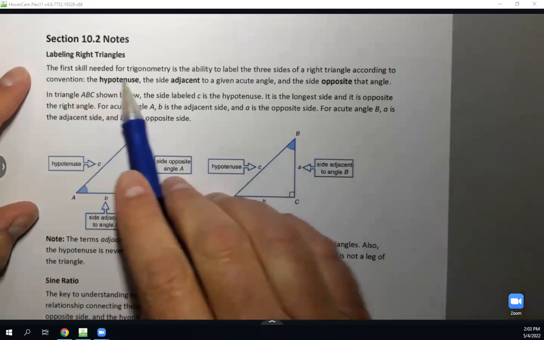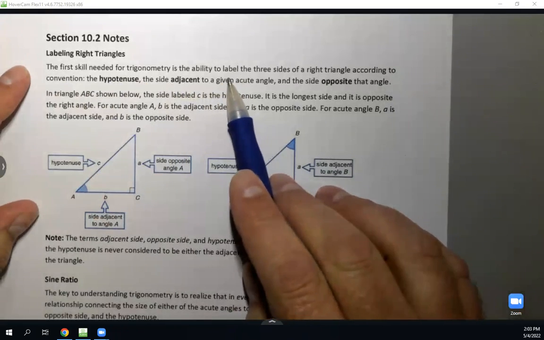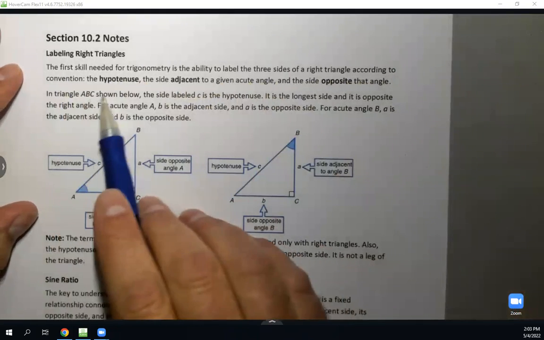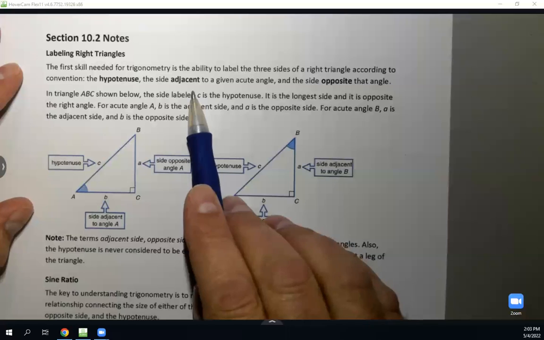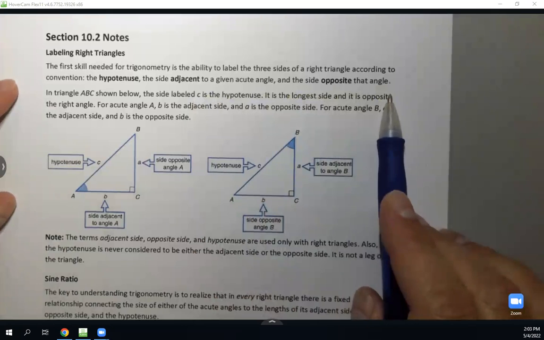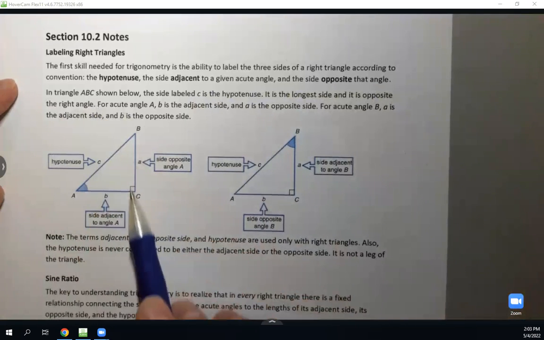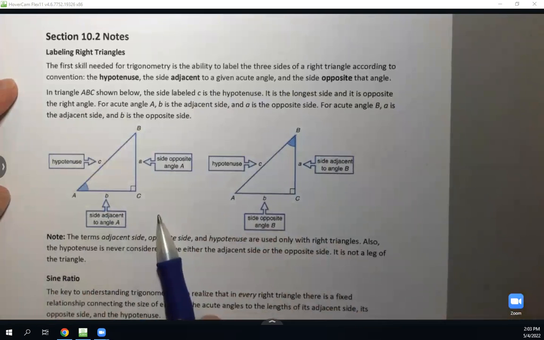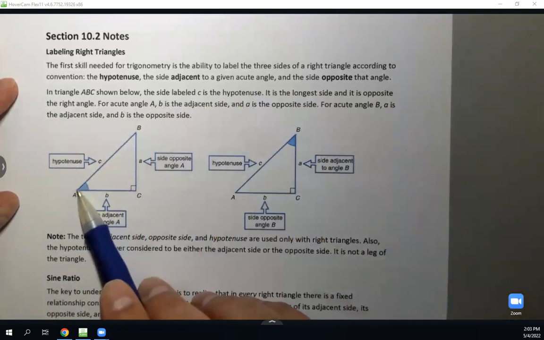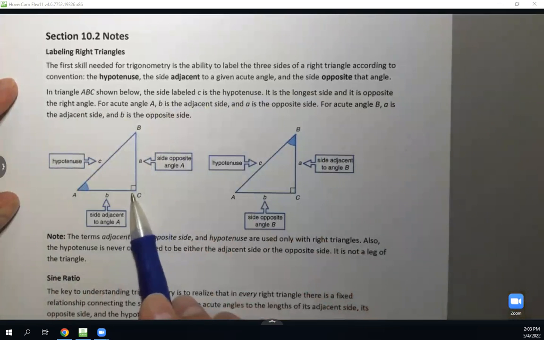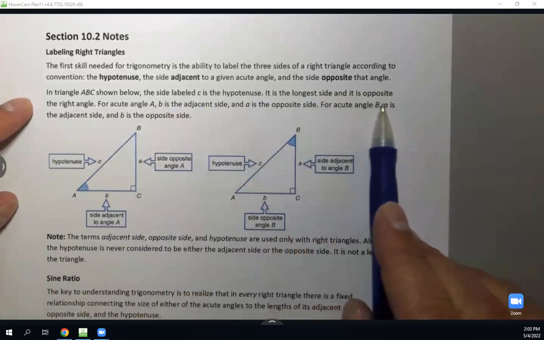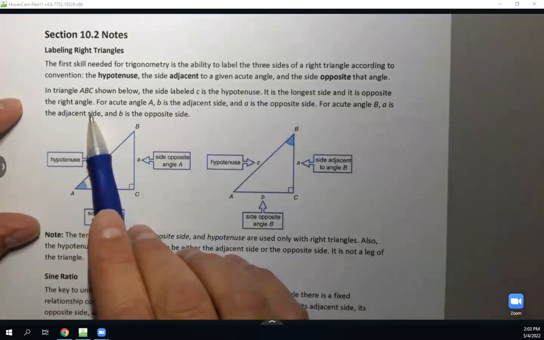The first skill needed for trigonometry is the ability to label the three sides of a right triangle according to convention: the hypotenuse, the side adjacent to the given acute angle, and the side opposite that angle. In triangle ABC shown below, the side labeled C is the hypotenuse. It's the one opposite the 90-degree angle. It is the longest side and it's opposite the right angle.